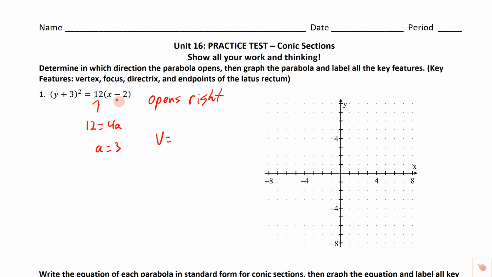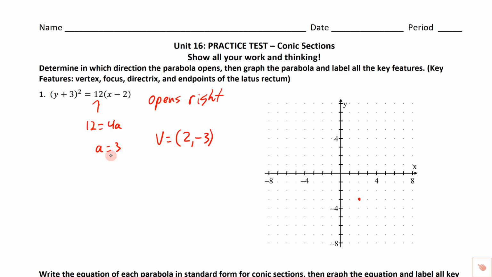The vertex is, this is going to be x minus h. So in this case, we take the opposite of the number with the x. So this is going to be a 2. Y plus 3, we take the opposite of that number. So this is going to be a minus 3. So that's where the vertex is. So I'll come over here, and we're going to graph the vertex at 2, negative 3. So 2, negative 3 is where the vertex is. And we know it opens to the right, so it's going to be looking something like this.